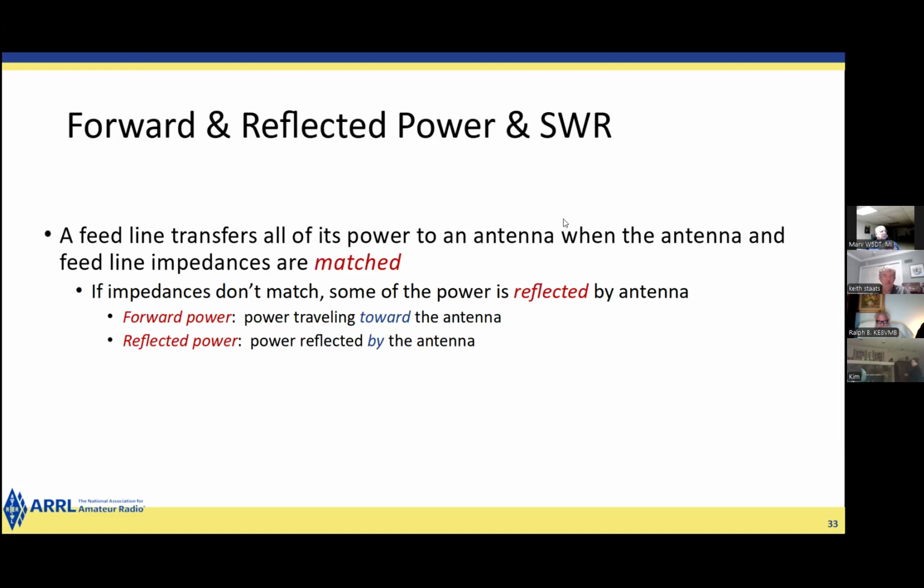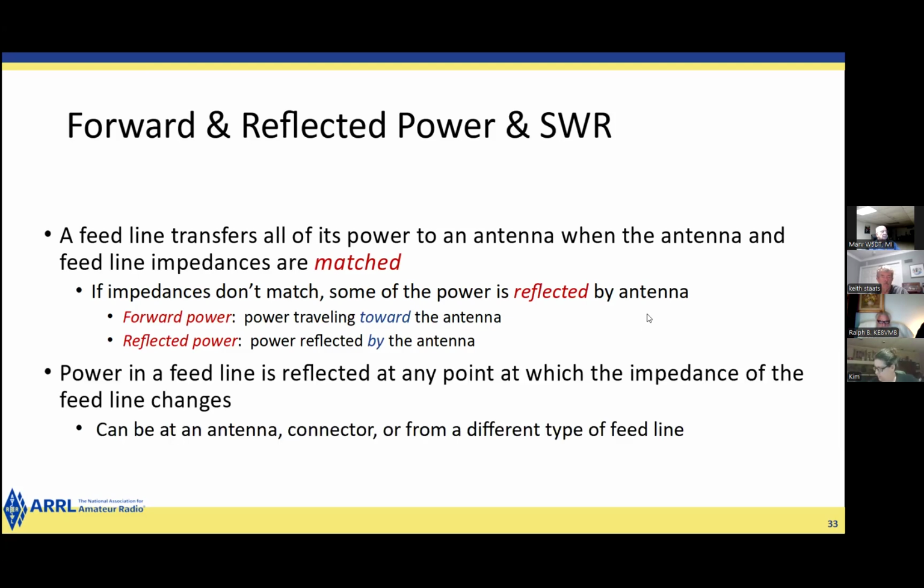The feed line transfers all of its power to an antenna when the antenna and feed line impedances are matched. If impedances don't match, some of the power is reflected by the antenna. So forward power is the power traveling toward the antenna, and reflected power is power reflected by the antenna. Power in a feed line is reflected at any point at which the impedance of the feed line changes. That could be at the antenna, that could be at a connector, or from a different type of feed line.